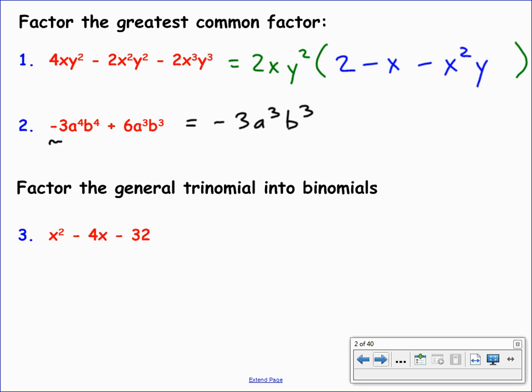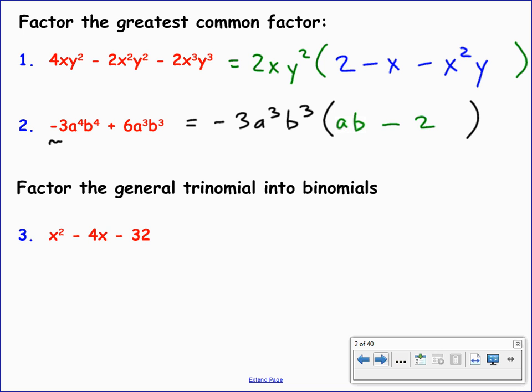When I do that, what remains inside the parentheses is a, b, in order to get the original first term, negative 3a to the 4th, b to the 4th, minus. We need a minus, because a negative times a negative then would be a positive. And we need just 2, right? Because we already have the 3 a's and the 3 b's in my greatest common factor.